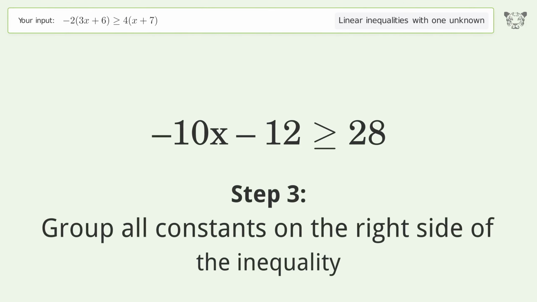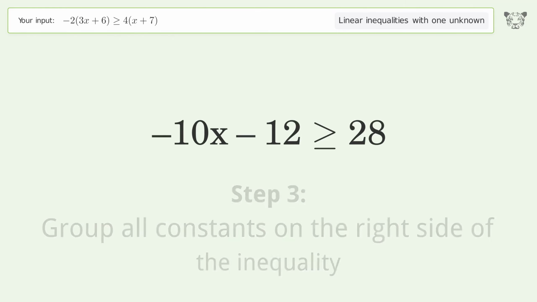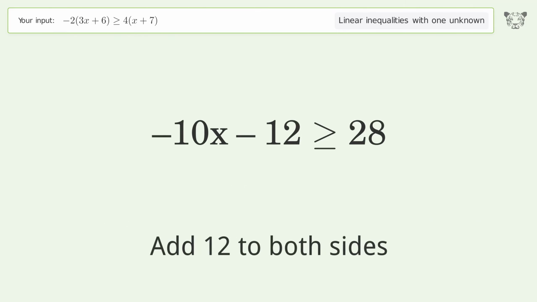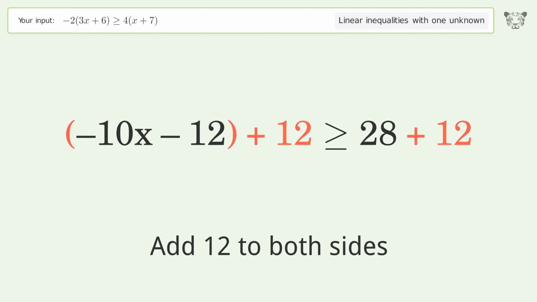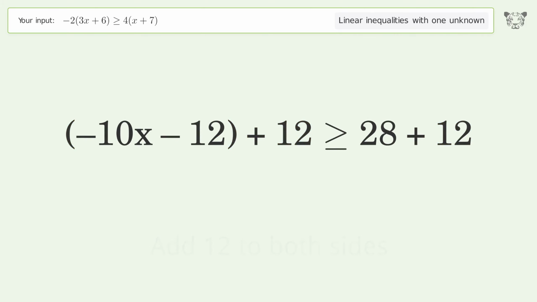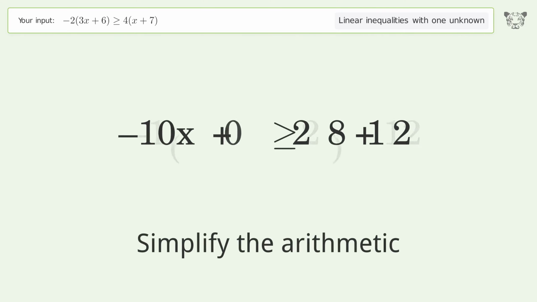Group all constants on the right side of the inequality. Add 12 to both sides. Simplify the arithmetic.